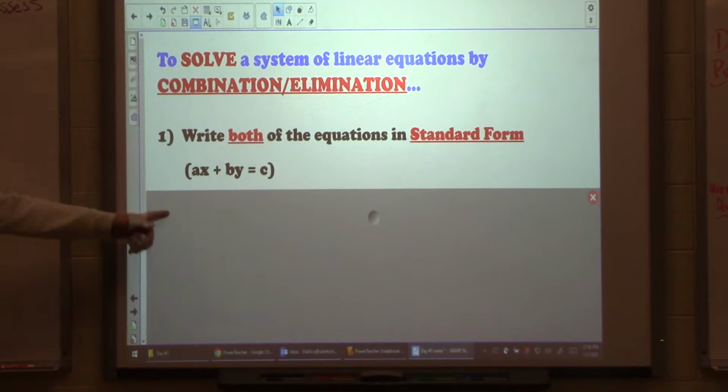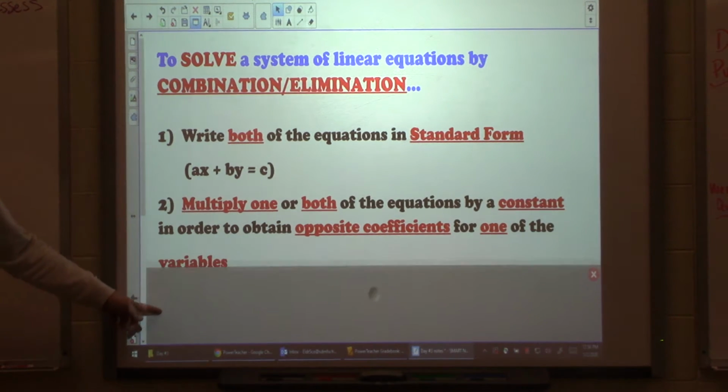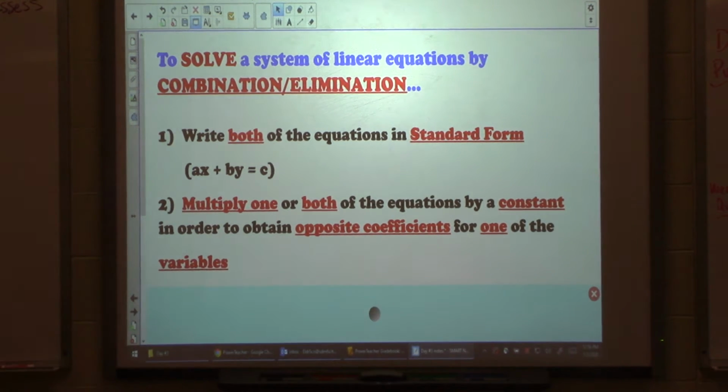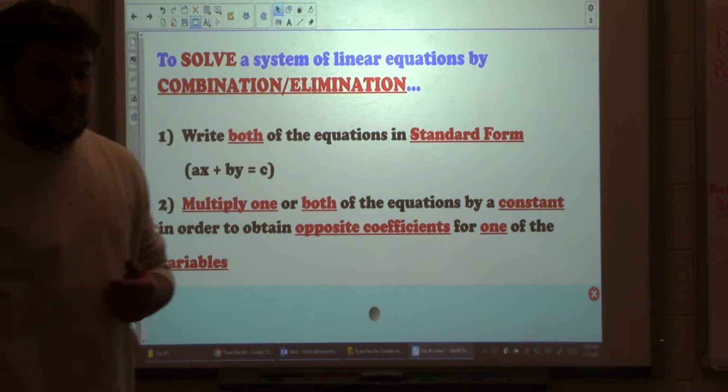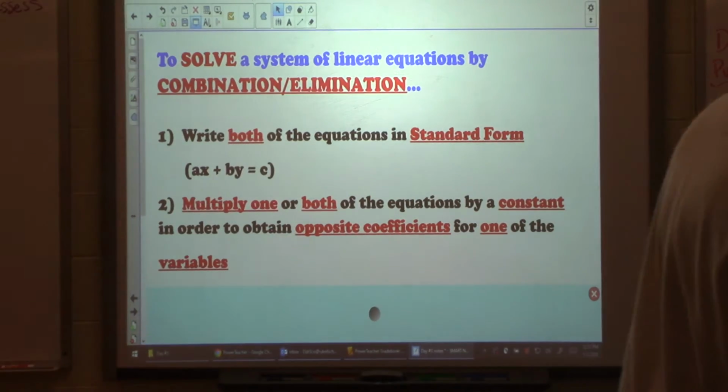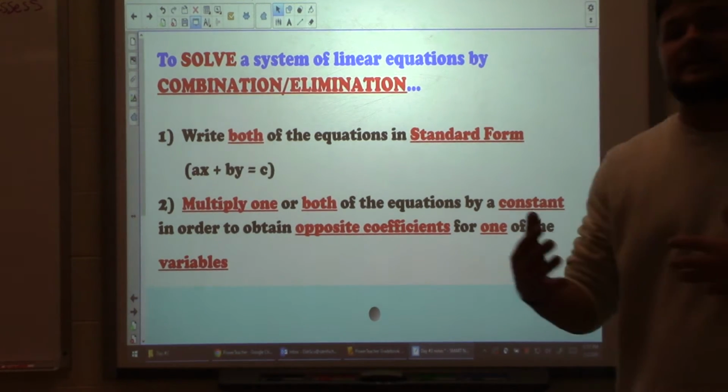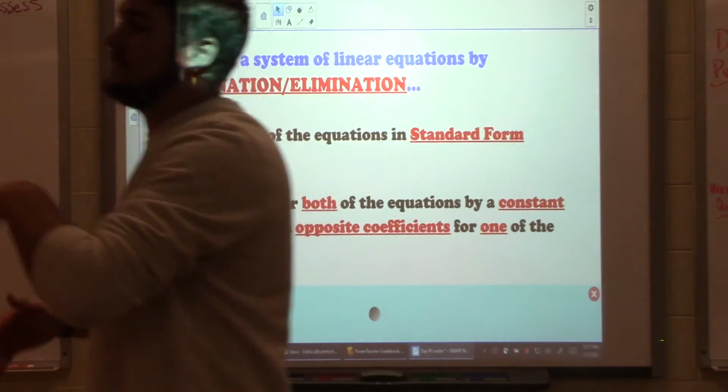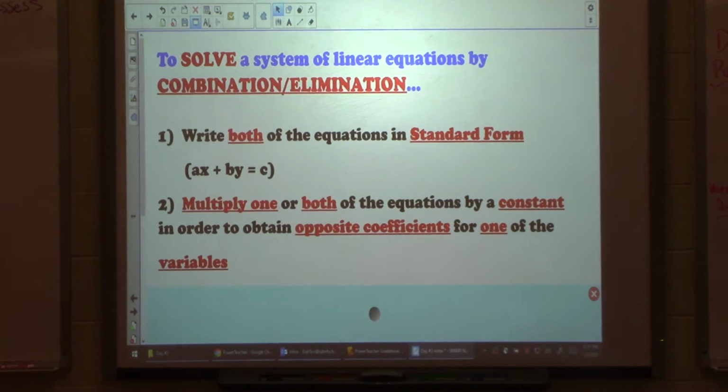Step 2: multiply one or both of the equations by a constant in order to obtain opposite coefficients for one of the variables. What that means is we're going to try and eliminate a variable. Whether it's x or y, it doesn't matter. We need to get it so they have opposite coefficients, or opposite numbers in front of that variable. We're going to do that by multiplying either one of our equations by something, or multiplying both of our equations by something, so we get those opposite coefficients.